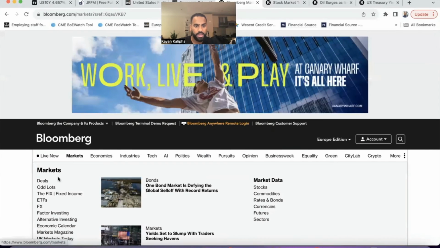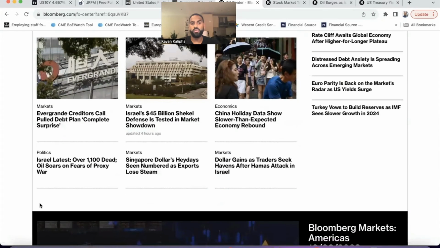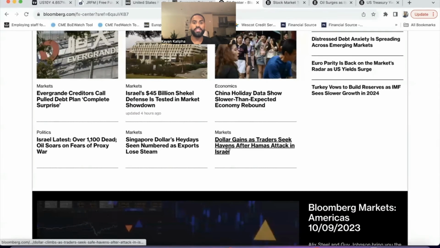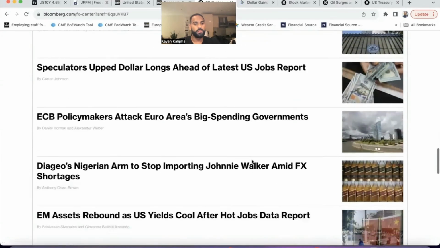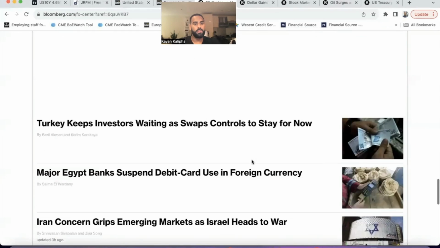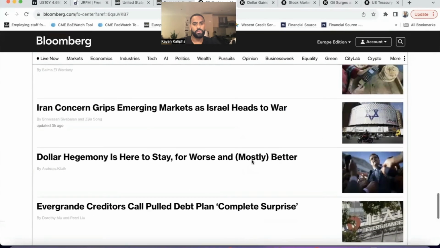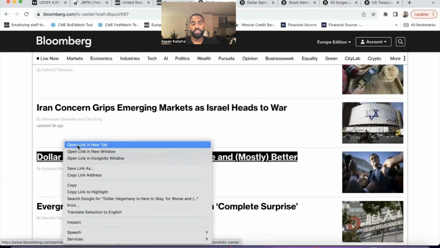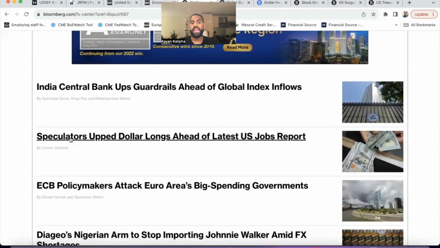All right, so I go to here, I go to the FX page, look at currencies. It's really good for you guys to read some stuff on the currencies. You'll get some really good articles in here about dollar gains as traders seek havens after Hamas attacking Israel. What else we got here? This is the article about why the dollar strength is likely to continue. You can read that. Speculators upped dollar longs ahead of the latest jobs report. There you go.